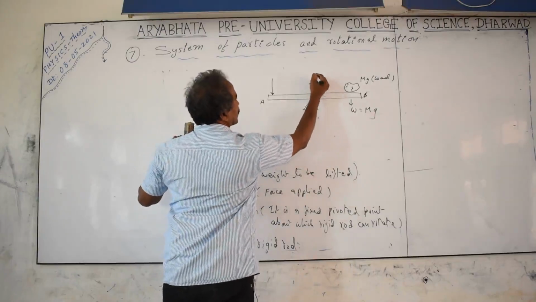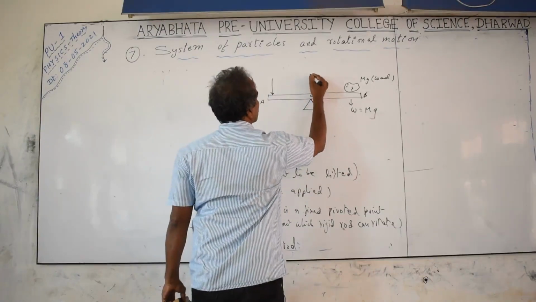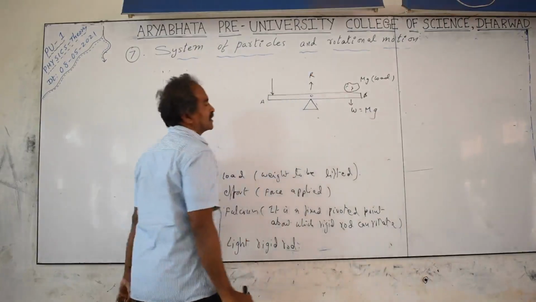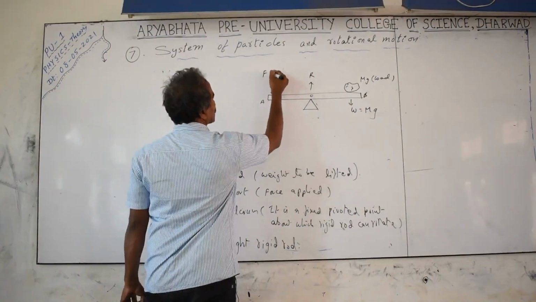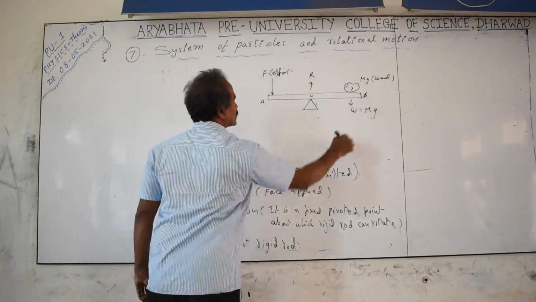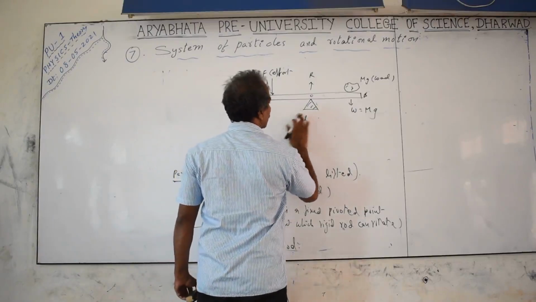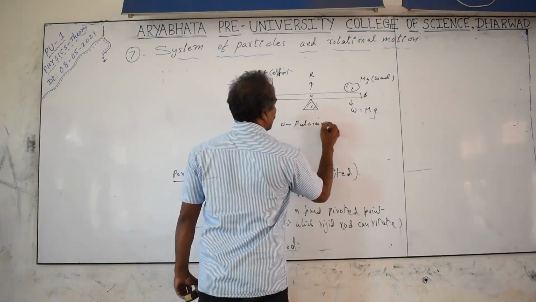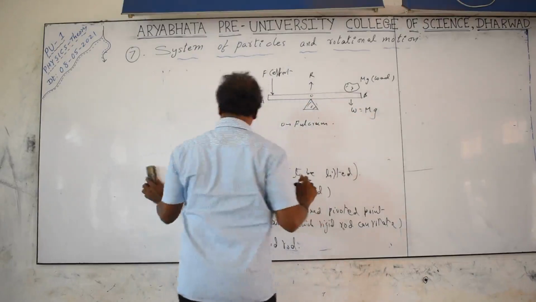About this fulcrum F, the normal reaction is acting upwards. The normal reaction symbol can be taken as R; in the textbook they mention R. And this force applied is nothing but the effort. It is also downward. This is a supporting point, related to the fulcrum, a sharp edge, a rigid support. About this, the rod is able to oscillate or rotate.